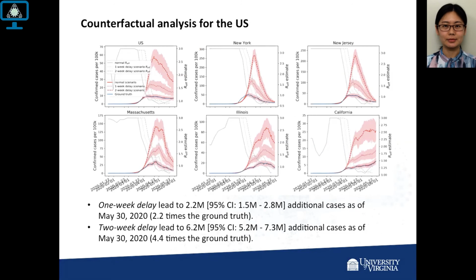Here's the result for the US. The result indicates that a delay in implementation of intervention by 1 week would have led to 2.2 million additional cases as of May 30. And if the intervention had been postponed by 2 weeks, then the number of additional cases would have been 6.2 million, which is almost 4.4 times the ground truth.